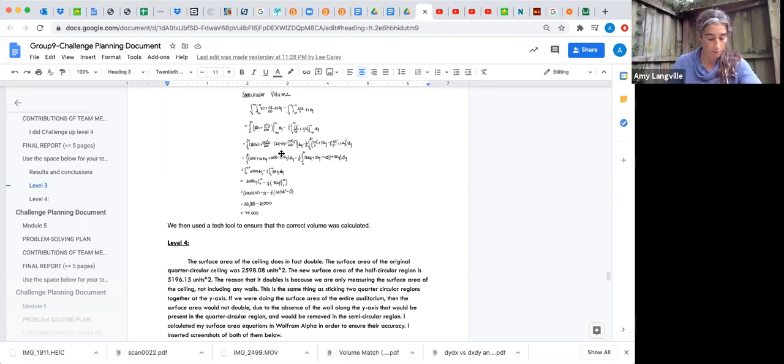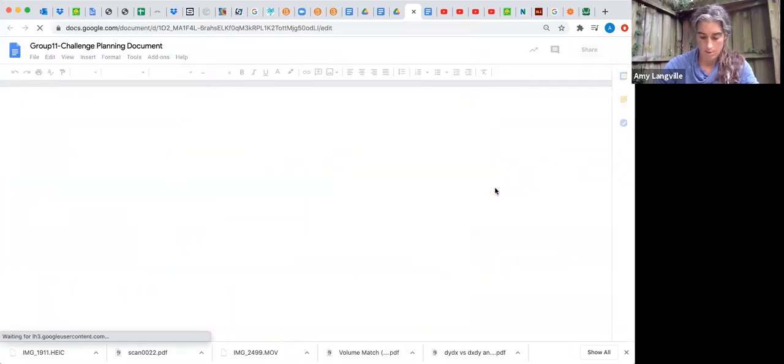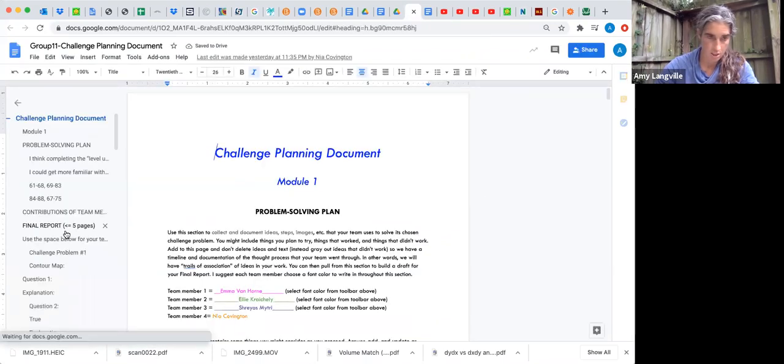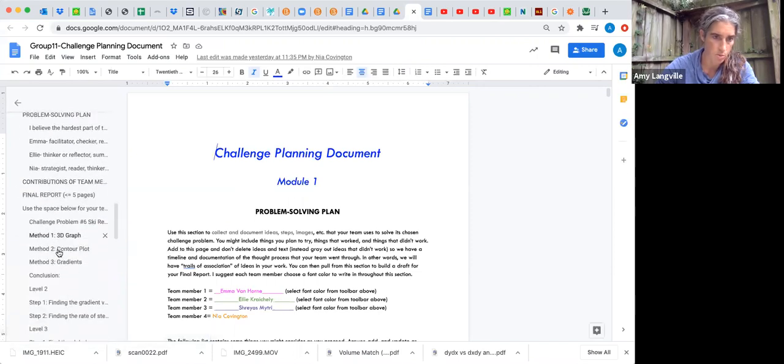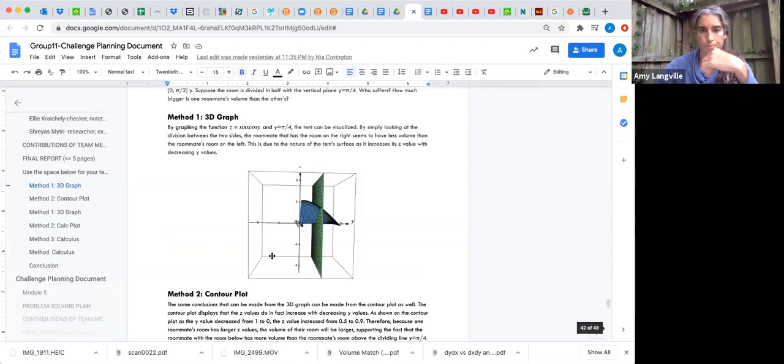And then group 3 I really appreciated was Jennifer, Brooke, and Caroline. Did several level ups and really good work, and challenged themselves and extended it. But I think the one I want to show, and one of my favorites from this one, is team 11. Team 11 is Shreyas, Emma, Ellie, and Nia. And they chose to do the tent volume, and I really liked the pictures in this one and the thought process. So let's get down to their final report.